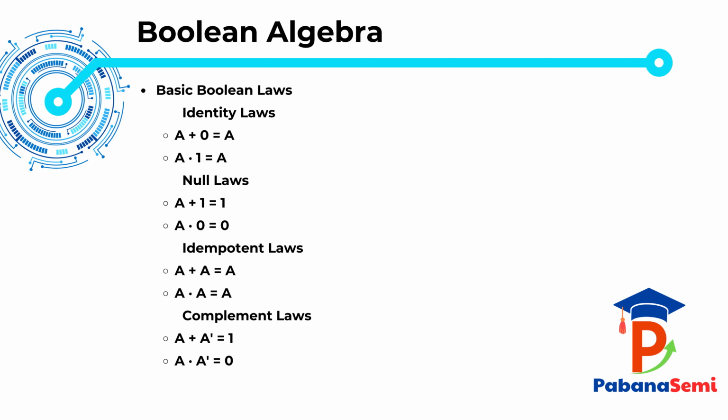Fourth, complement laws. The complement laws describe how a variable interacts with its complement. For OR, A plus A bar equals 1. A variable ORed with its complement always gives 1. For AND, A dot A bar equals 0. A variable ANDed with its complement always gives 0. These complement laws are extremely important for logic simplification.